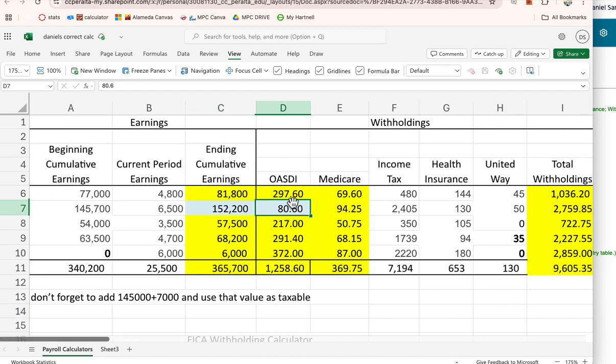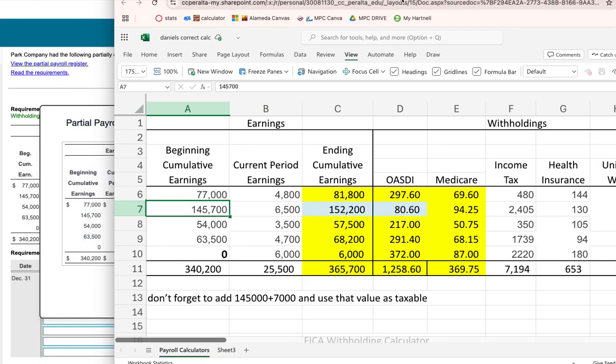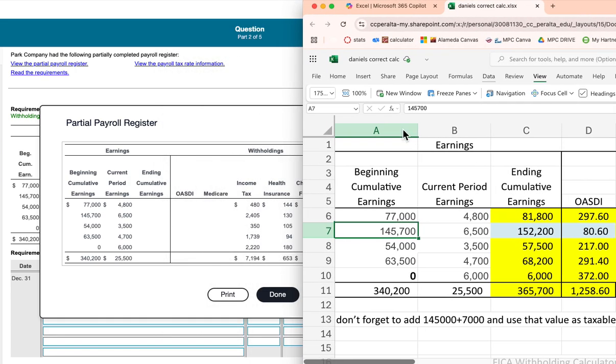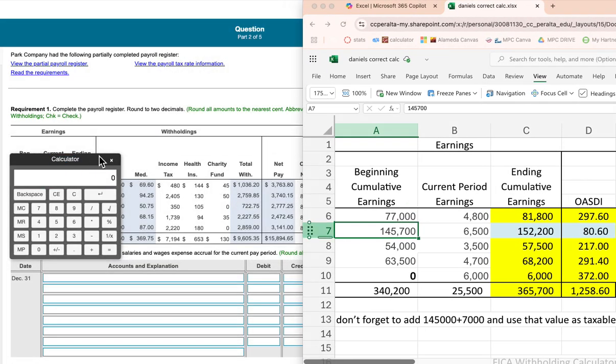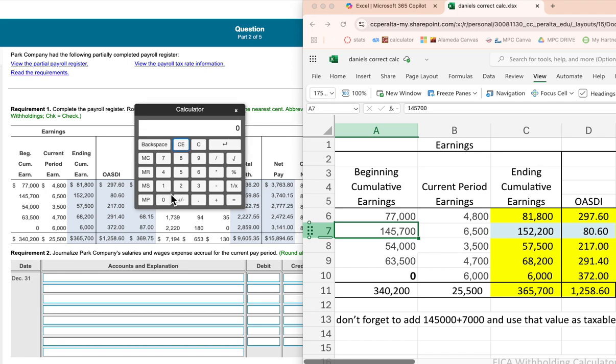One thing I want to point out is this blue one right here, 80.6 OASDI. Why is it less than 297.6, even though this person made less money than this person? These are separate people. Each row is a separate person. The reason I'm thinking is that 147,000 is the max that you can make to be taxed on. I'm probably not correct about that. If some stranger is watching this, correct it in the calculator or in the comments.